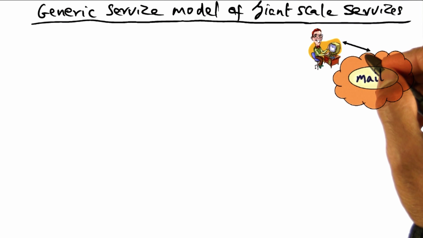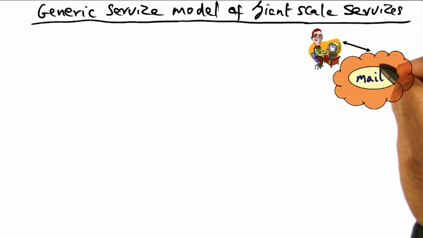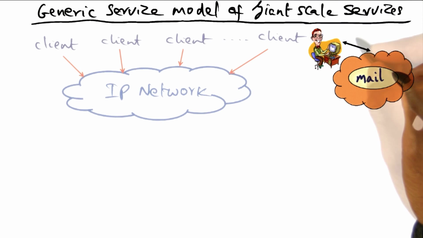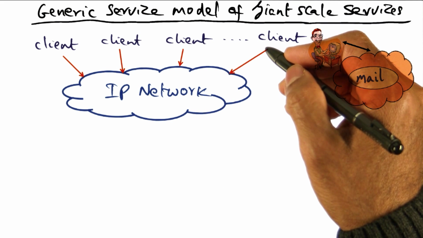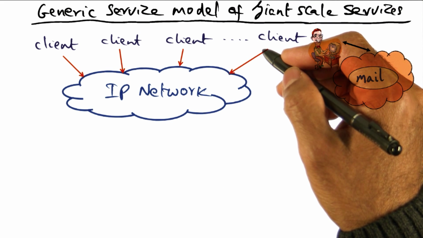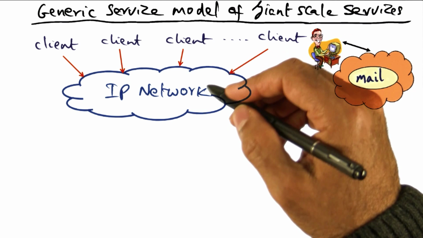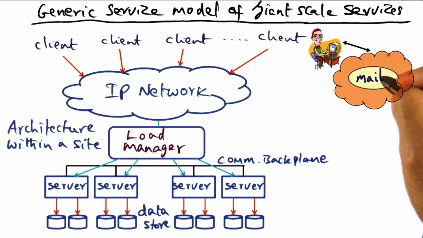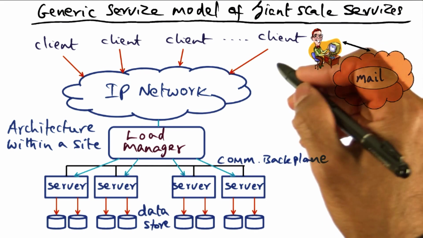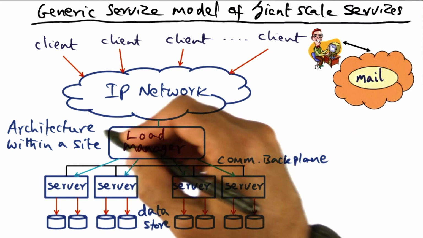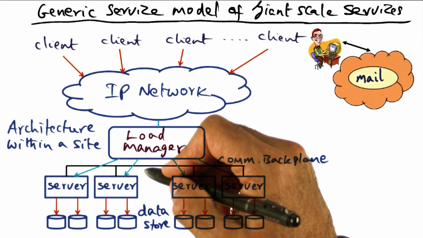Imagine you're going on the internet and are reaching a web portal such as Gmail, let's say, for accessing your email. In fact, while you're doing this, a million other clients are doing exactly the same thing, trying to reach the web portal through the IP network. The service that you're trying to reach may be architected to direct your particular request to a specific site.